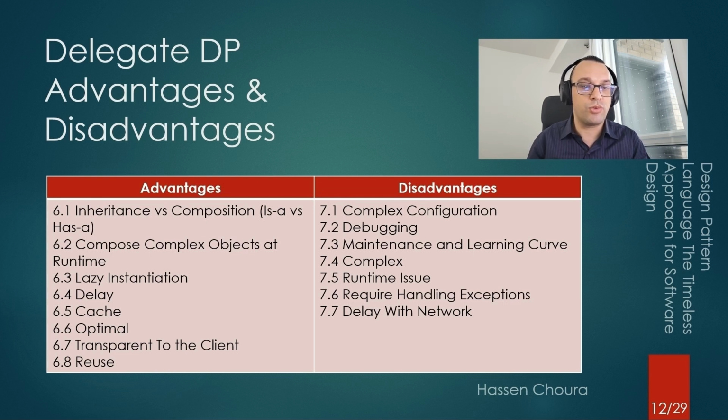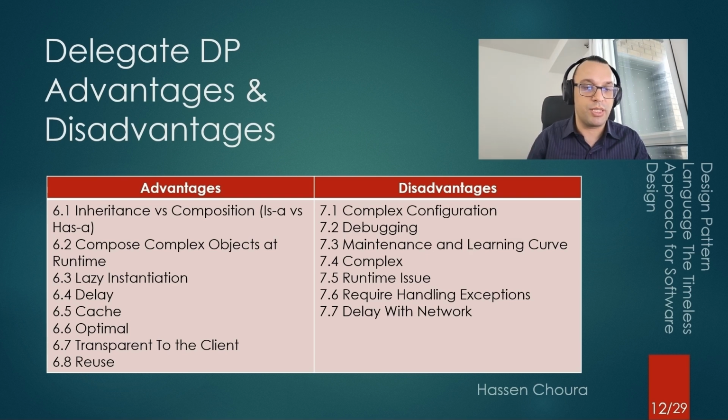As a result, we will be able to add several layers of optimization. We will be able to have lazy instantiation. We may delay the execution. We may cache some results, etc. Also, this will allow us to reuse several objects, which is quite beneficial in some particular cases. Moreover, we will be able to be transparent to the client.